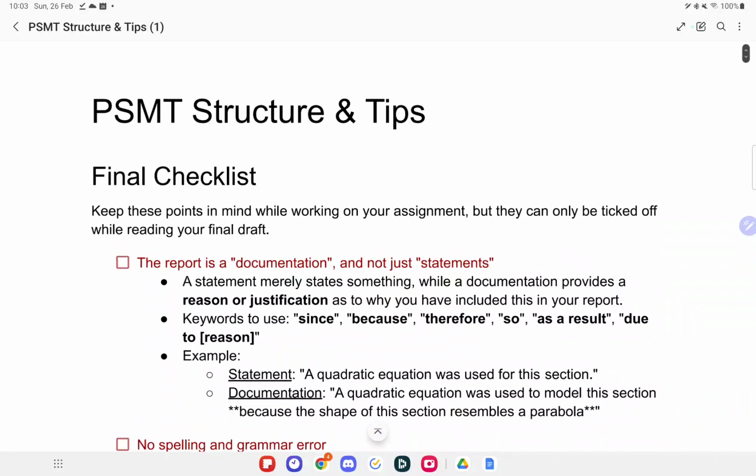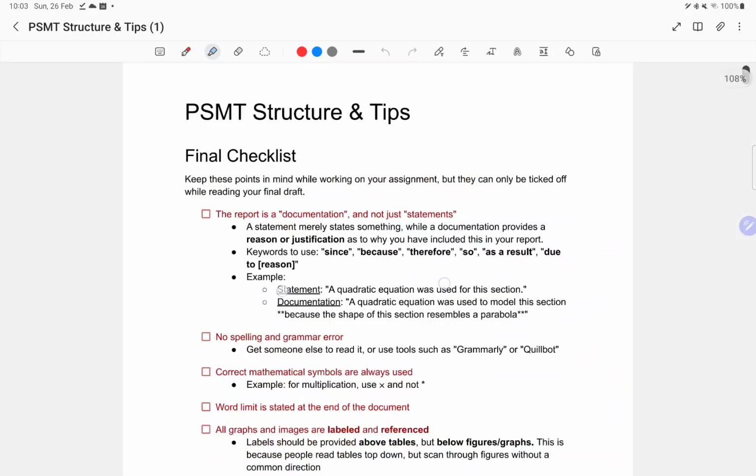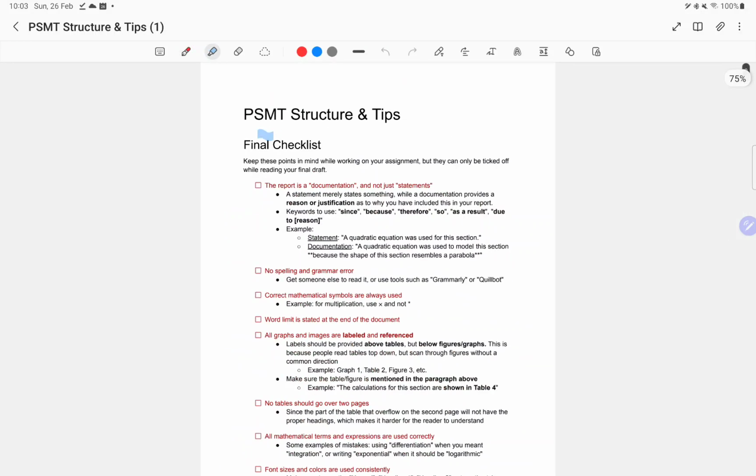Anyway, let me walk you guys through this PSMT structure and tips here. So I'll walk through the general idea first. Note that the first thing I give you is the final checklist. The reason why I give you the final checklist first, even though you're supposed to do this one last before you submit your assignment 4 weeks later, is because you have to keep these things in mind. Alright, so you have to keep these in mind while writing your assignment.